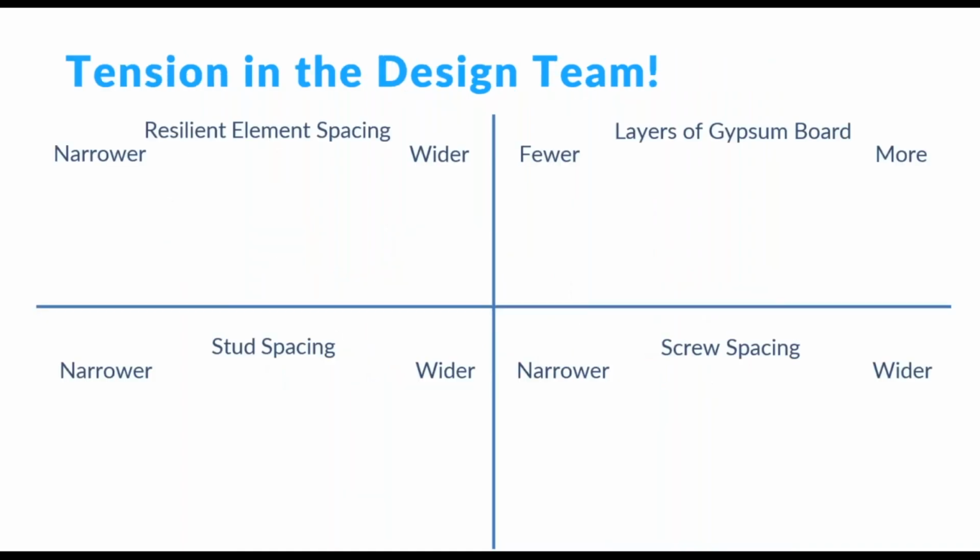So I have 4 things here. I've got this little animated graphic where we'll talk through these. The 4 things I want to talk about are resilient element spacing, so that could be resilient channel or sound isolation clips and hat channel, and then layers of gypsum board, which I think is self-explanatory, stud spacing, also self-explanatory, and screw spacing.